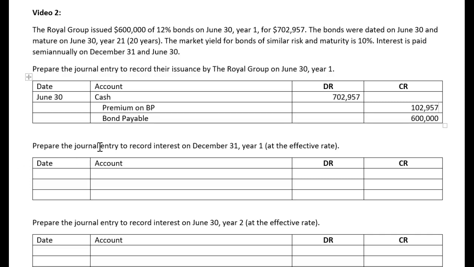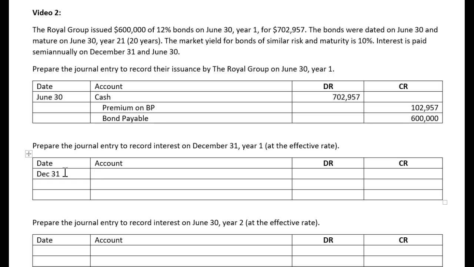All right, now the next thing says prepare the journal entry to record the interest on December 31st of year one. So that's going to be our first date. Now there's two methods we can use to record interest expense on a bond. We can use the effective interest method, or we can use the straight line method. In this case, we're actually going to use the effective interest method.